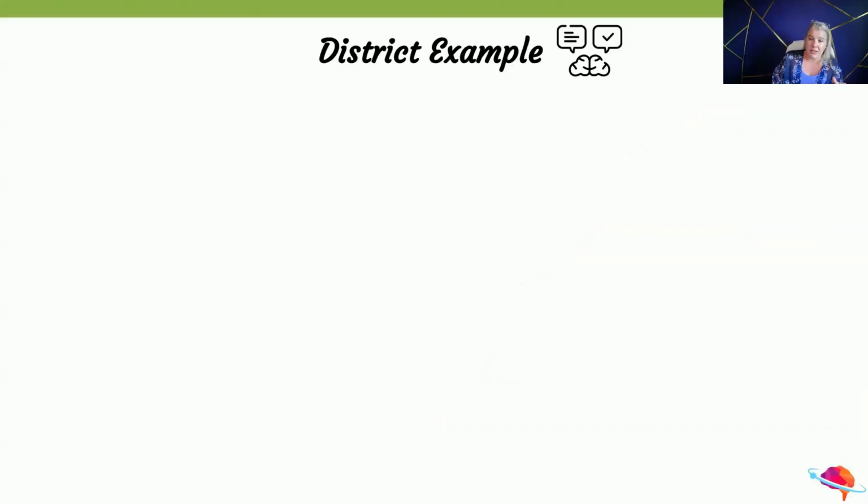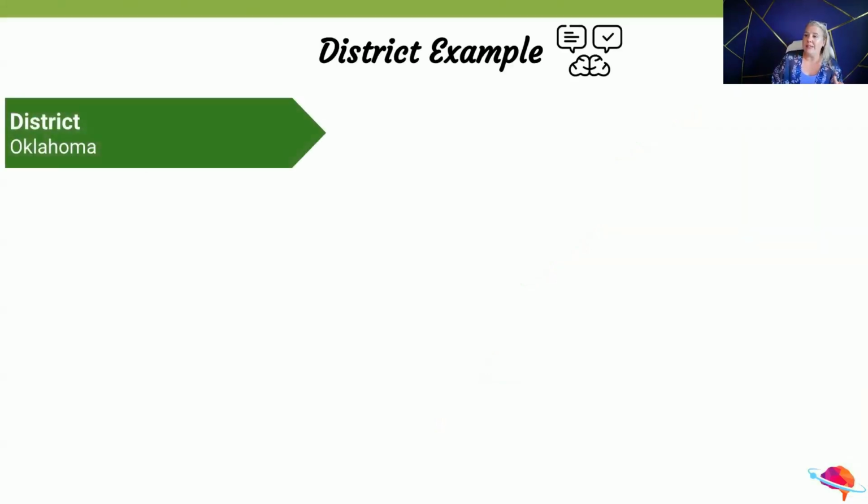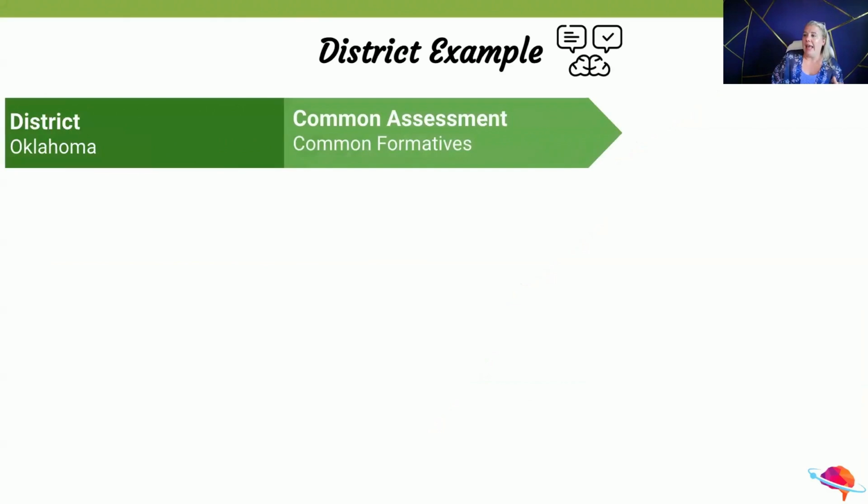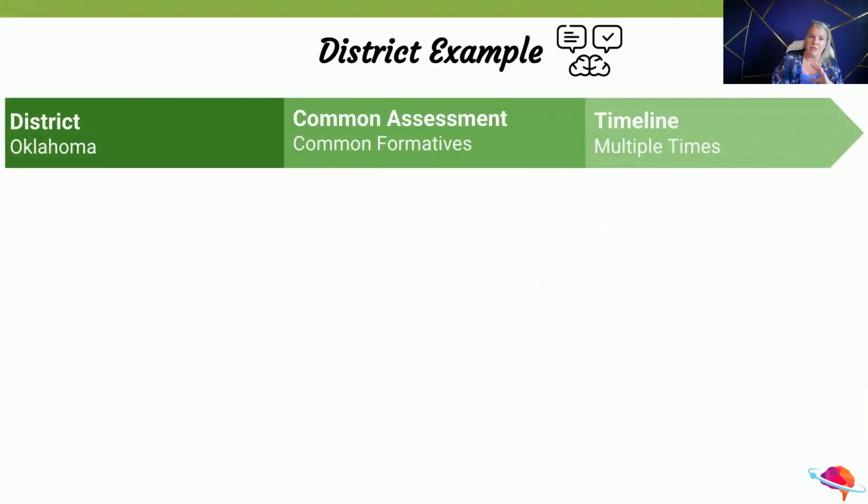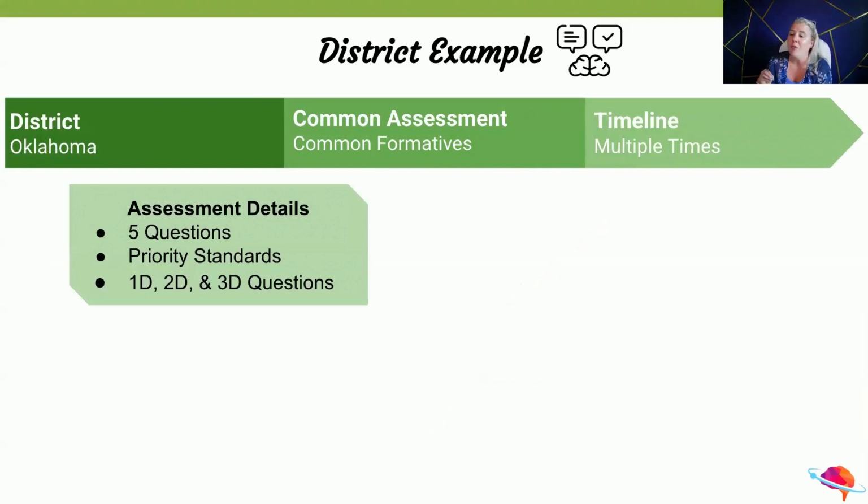The district example we're going to do a deep dive with here is a district in Oklahoma. They utilize these common formative assessments and they do them multiple times throughout the year. Their common formative assessments, like I mentioned, are short. They're just 5 questions. And this is a large district, so they just chose to make a bank of priority standards.